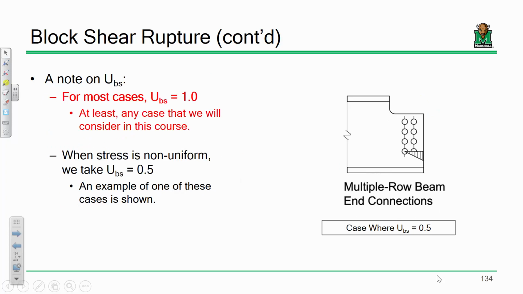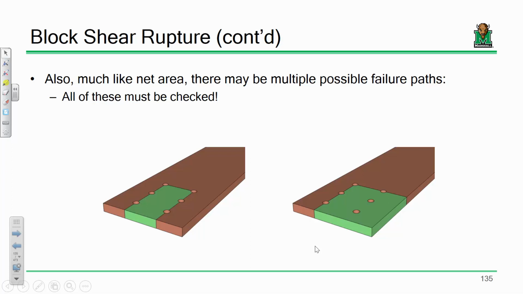Now, whenever you're doing a block shear problem, first off, UBS, I'm going to tell you, for anything in this class, UBS is going to be 1, so you don't need to worry about that. The only time that it's non-uniform is when you have a coped beam with multiple rows of bolts, and we talked about that last time. Now, this is what I want to focus on today and make sure that everybody's crystal clear on this.